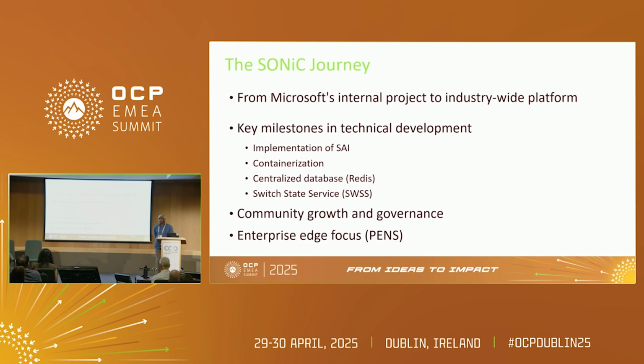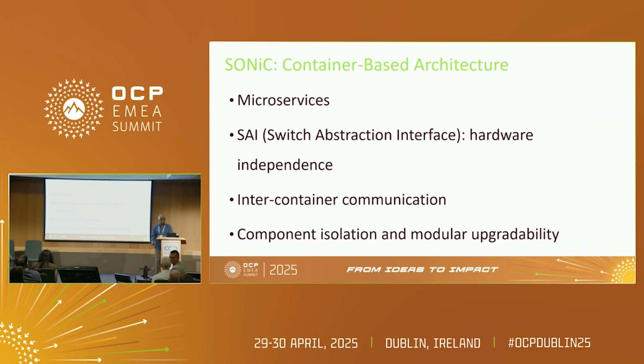And then the core architecture, which is containerization, we'll talk about that as well. The use of a centralized, in-memory database, we'll talk about that. And then SWSS, the switch state service, was really critical because when you look at it from a container perspective, that's a key container in the overall architecture. We'll talk a little bit about the community growth and governance, and then we'll talk about the PINS community, which Amir talked about briefly as well.